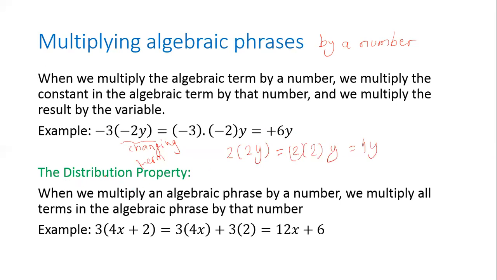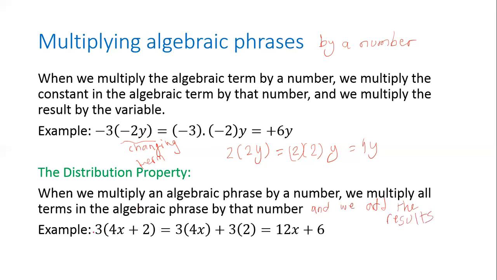Now the distribution property, and we will use it in case we want to multiply an algebraic phrase by a number. So when we multiply an algebraic phrase by a number, we multiply all terms in the algebraic phrase by that number, and we sum the results. We add the results.